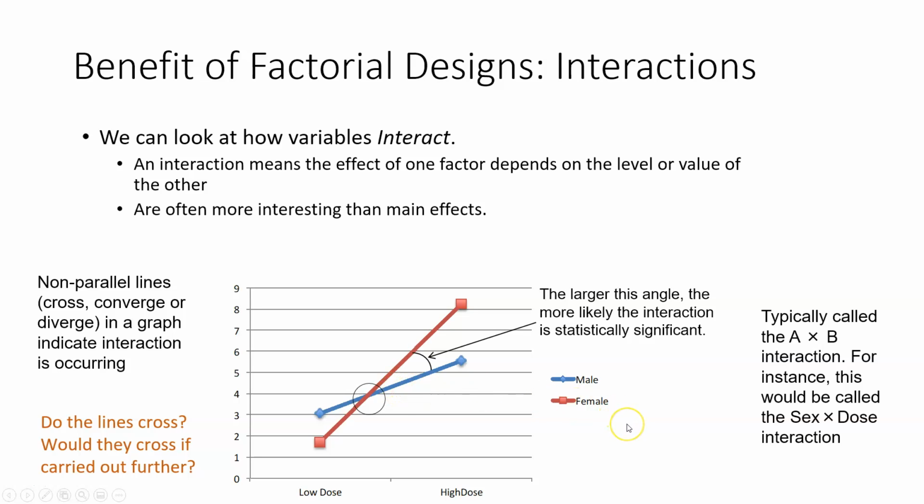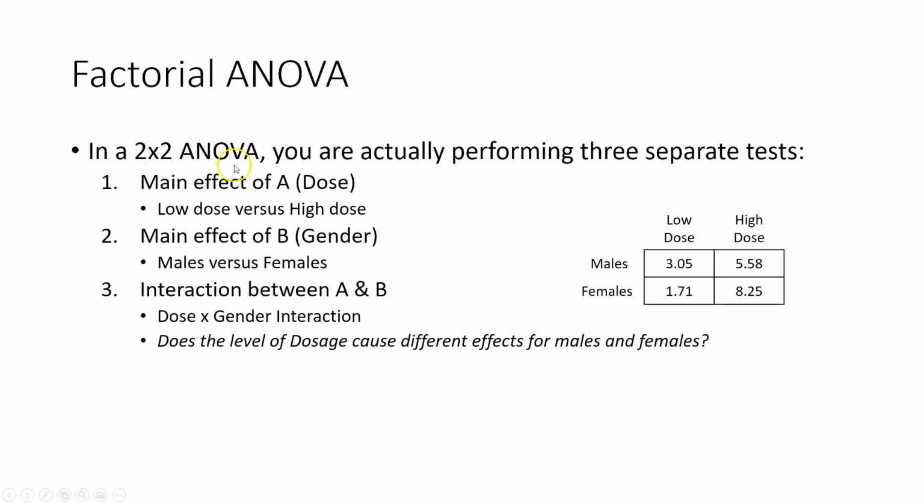Now, I want to take a look at what we're doing when we're computing the math of an ANOVA for just a second. When we do a 2x2 ANOVA, you're actually performing 3 separate ANOVA tests. You're testing the main effect of A, the main effect of B, and the interaction between the two.